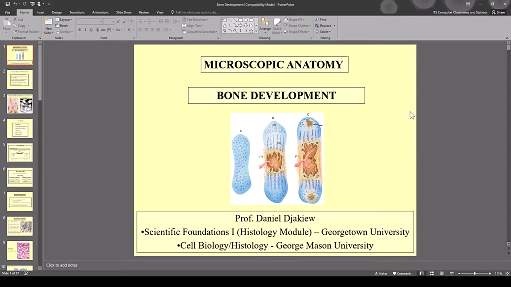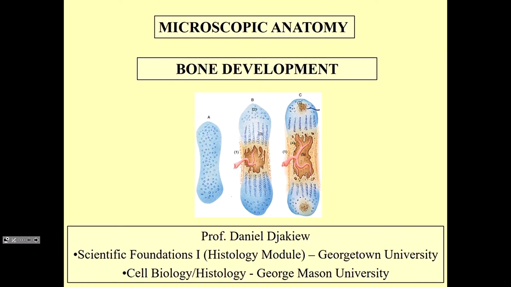Okay, so now we know the cellular and acellular components of bone and how it's organized, the architecture, and some of the hormones and growth factors that control the remodeling of bone. Now let's look at bone development.